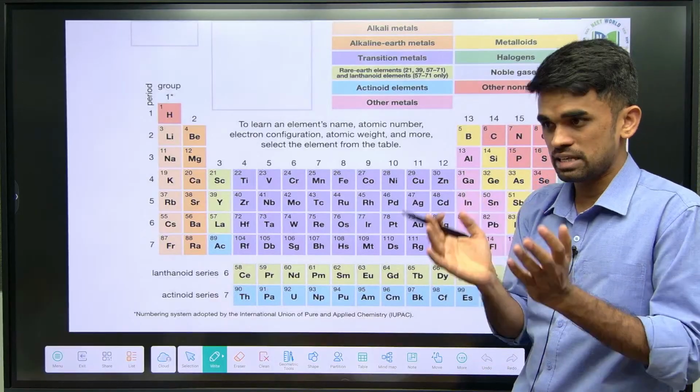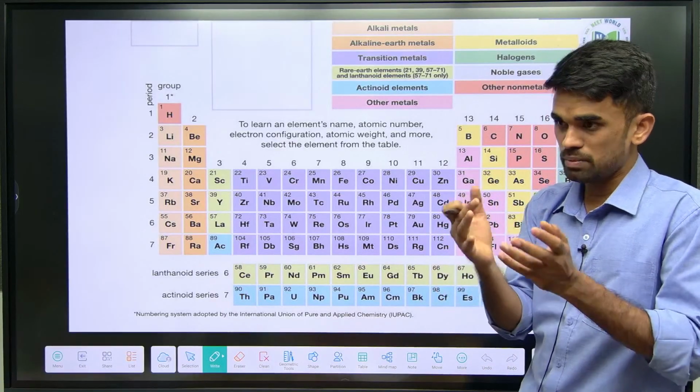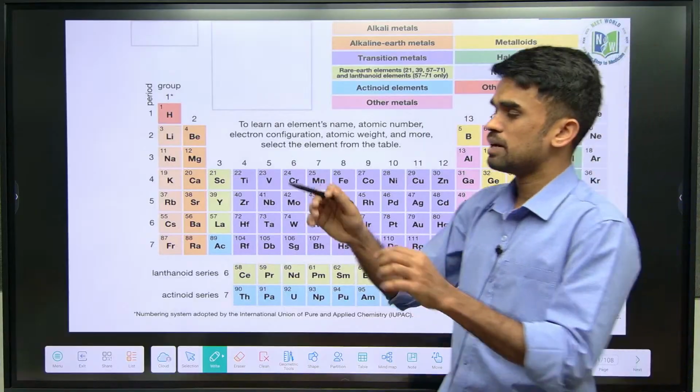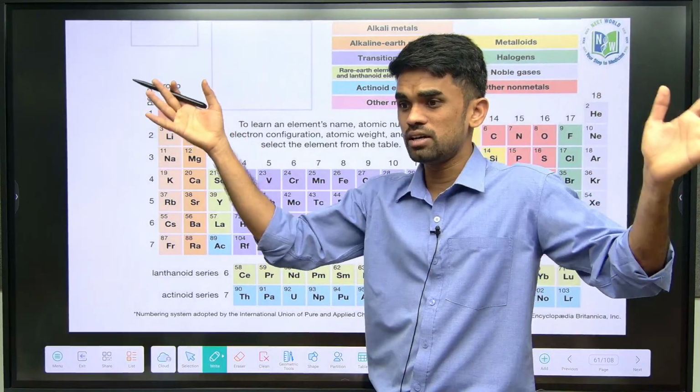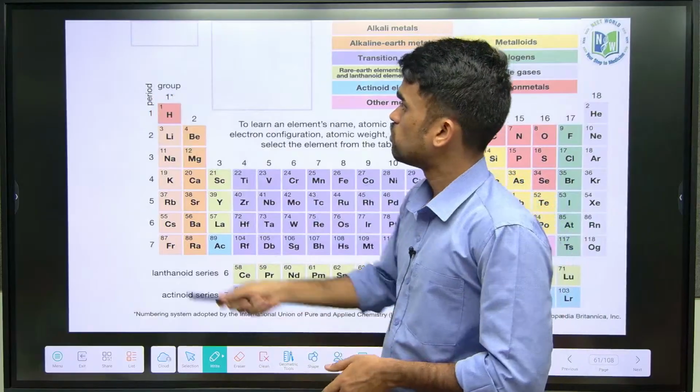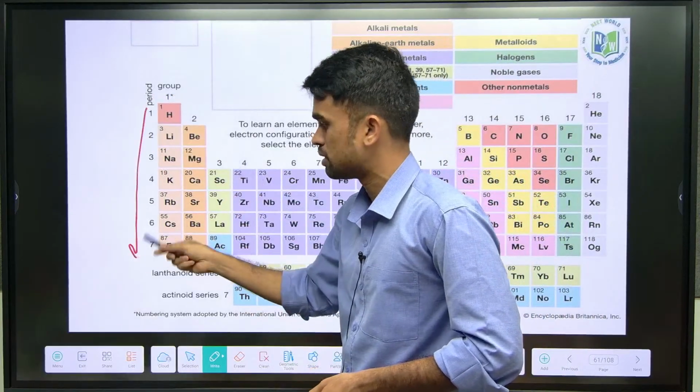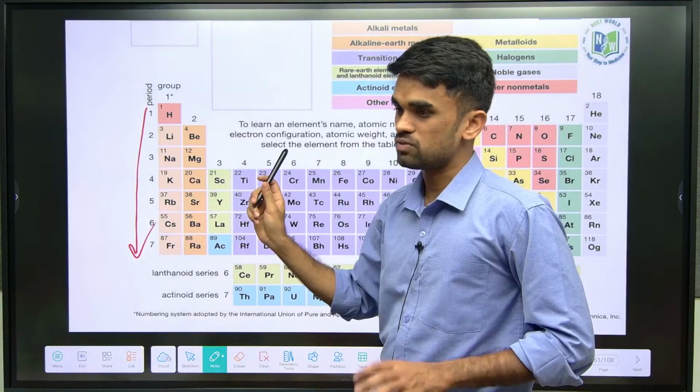For example, size, atomic size or atomic radius. Bigger the radius, bigger will be the size. So now tell me, what happens to the size down the group? Increases. Okay, increases. Why is it increasing?